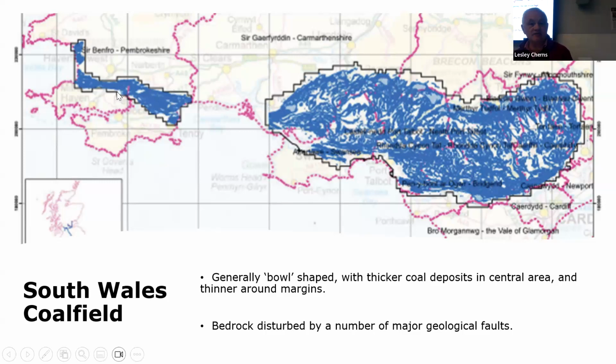The Pembrokeshire coalfield is over here. It's actually the same coalfield, but Carmarthen Bay has taken a big chunk out of it. The coalfield isn't straightforward, though, because it's disturbed quite heavily in places by geological faults. You can just about see one of the big ones coming through here, the Neath Disturbance, a major fault.